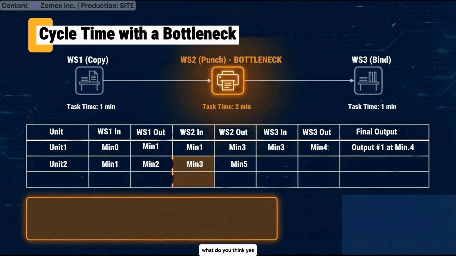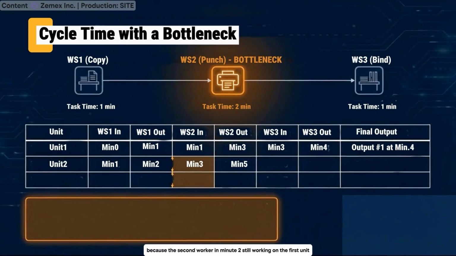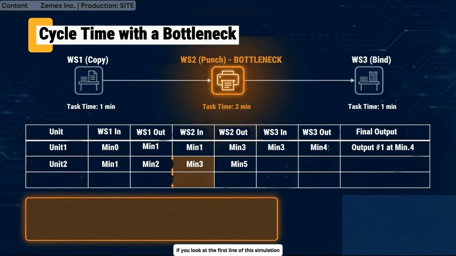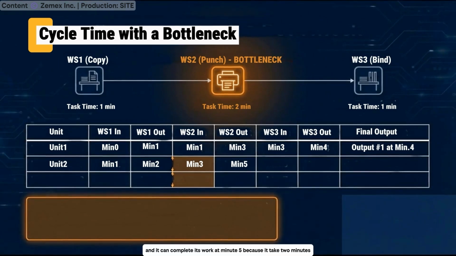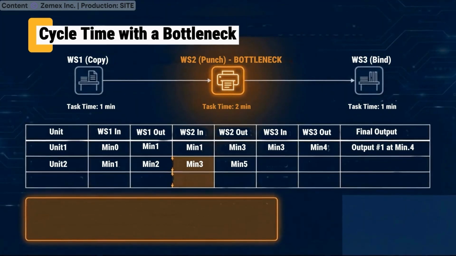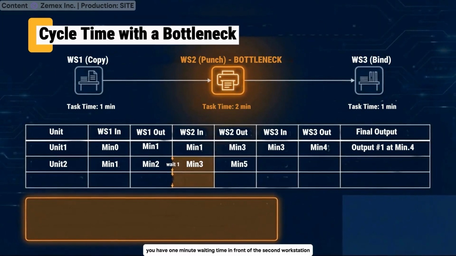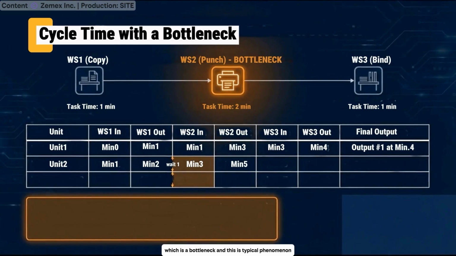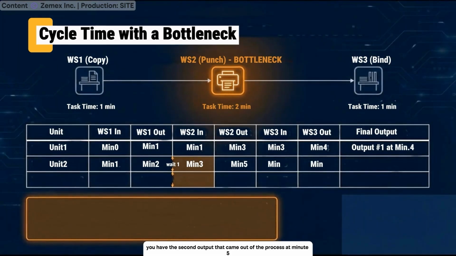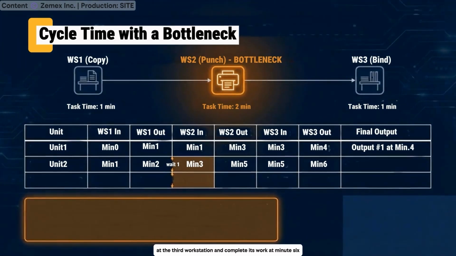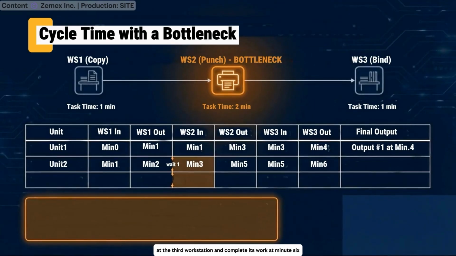What do you think? Yes, it is minute 3, not minute 2, because the second worker in minute 2 is still working on the first unit, if you look at the first line of this simulation. And it can complete its work at minute 5 because it takes 2 minutes. Now you have 1 minute of waiting time in front of the second workstation, which is a bottleneck, and this is a typical phenomenon. Now you have the second output that came out of the process at minute 5 at the third workstation and complete its work at minute 6.